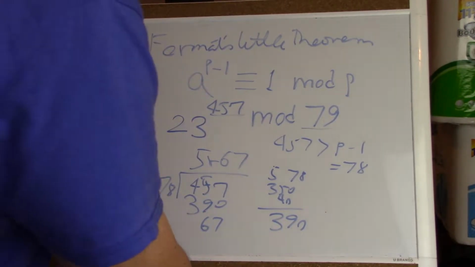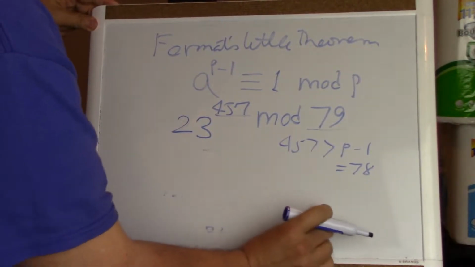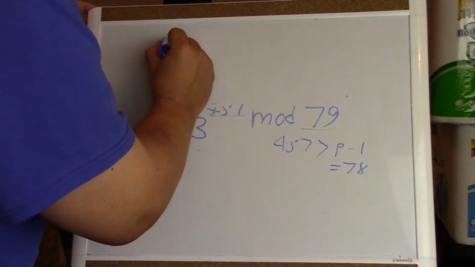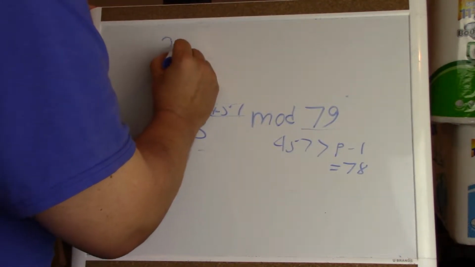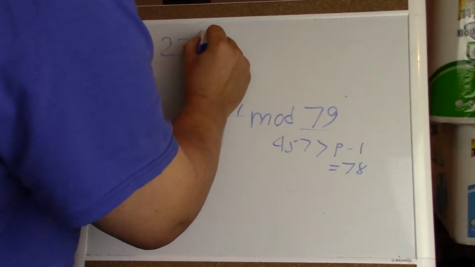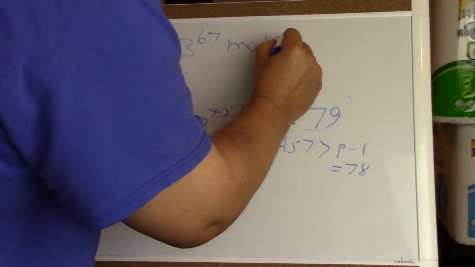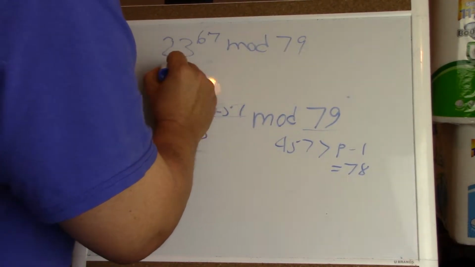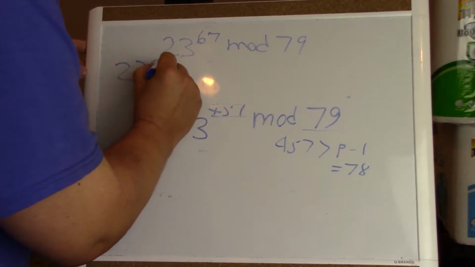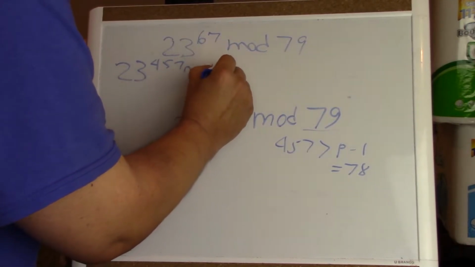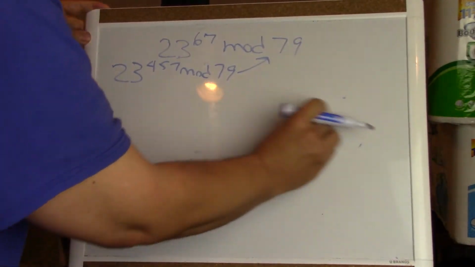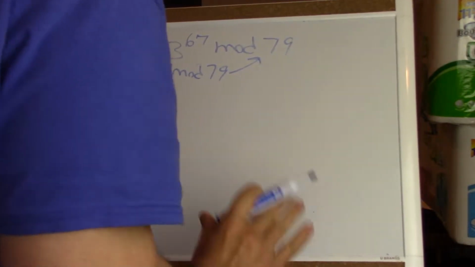So now this congruence becomes 23 to the 67 mod 79. I'm just going to keep the original problem here. From that we go to that. So we have reduced the problem by a lot.